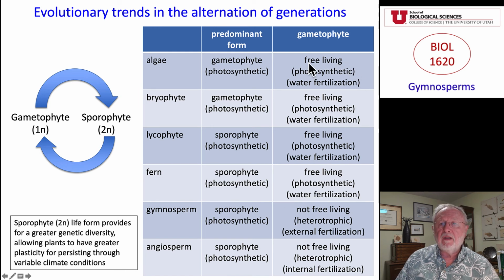And we go from a free-living photosynthetic algae involved in fertilization to forms that are not free-living. They're heterotrophic, and they're involved in external fertilization in gymnosperms and what's called internal fertilization, as we'll talk about in the next lecture, for angiosperms. So there's a shift from the dominant form of life being a gametophytic form in algae and bryophytes, to the sporophyte being the dominant form when we get into the lycophytes, ferns, gymnosperms, and angiosperms.